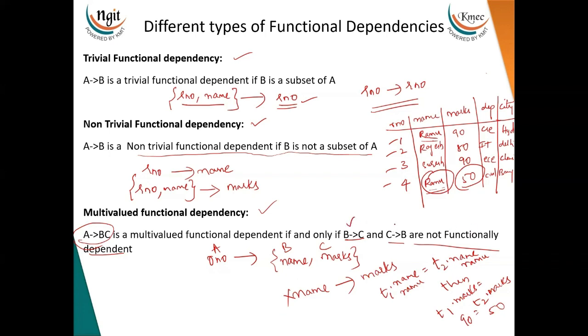Also, you have to check the other condition, that is, whether C tends to B is functionally dependent or not. If neither of these two is functionally dependent, then you can say that roll number tends to name, comma, marks is a multi-valued functional dependency.